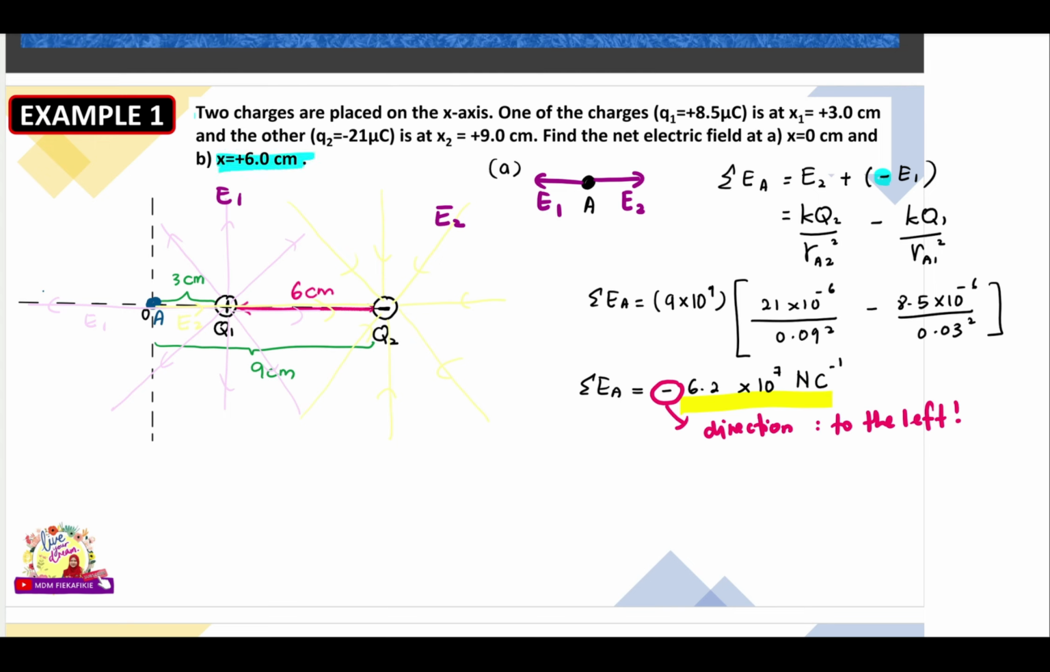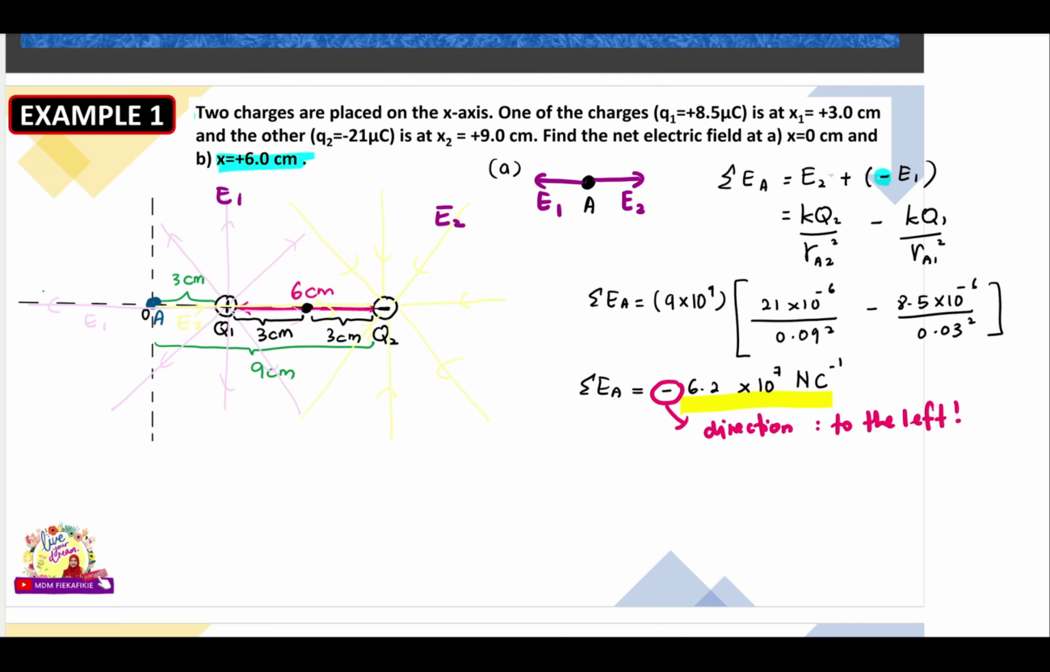Maknanya B itu duduknya di sini. 0, 3, contoh kat sini lah. Okay, maknanya ini adalah 3 cm. Okay, daripada Q1 dia 3 cm, daripada Q2 pun dia adalah 3 cm.